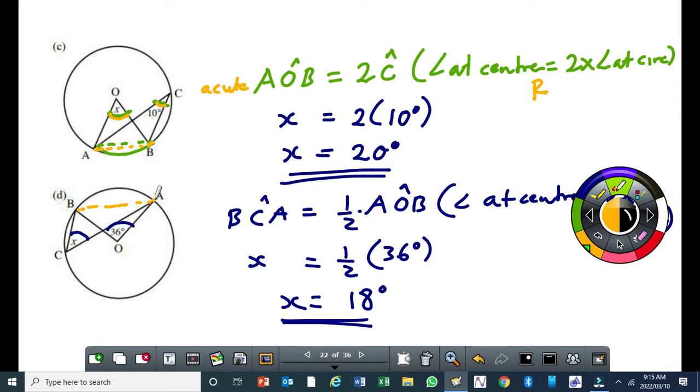Every time you see an angle at the center, Theorem 2 must click in your head. Ask yourself that maybe I need to apply Theorem 2. The moment you see an angle at the center, also if you see an angle at the circumference and the center is clearly identified, and there is an angle at the center which might not be labeled, it could be Theorem 2 that you are supposed to use.